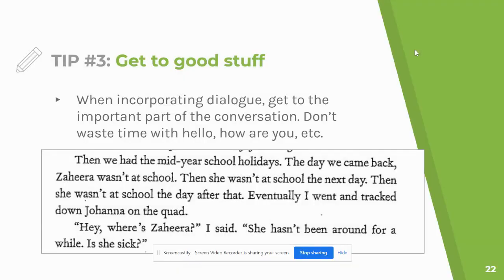Tip number 3 is get to the good stuff. That's what I liked about when Kayla was reading hers to us. She started in the middle.